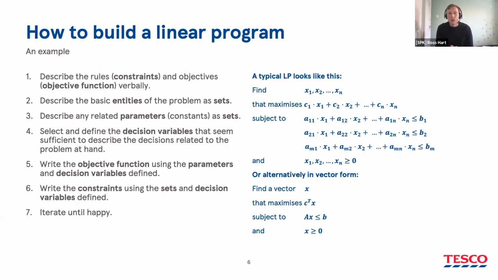So steps 4, 5, and 6 are where we go through and do those three lines, the find part, the maximizes part, and the subject to part of the linear program on the right-hand side of the screen. And the reason it's sometimes a 7-step process is that sometimes you have to iterate, because there's something you missed in the problem. So just iterate until you're happy that you've covered everything that needs to be covered and that you've built your program up.